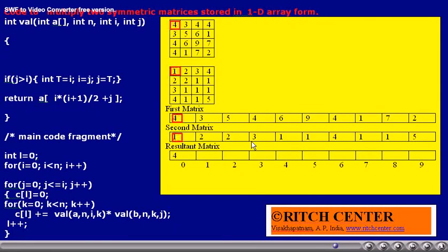Let us assume that we want to multiply A00 with B00. That is, the first matrix's 0th row 0th column element with the second matrix's 0th row 0th column element. They are 4 and 1. 4 into 1 is added to the resultant matrix's first element. However, remember, these elements 4 and 1 are not accessed from the 2D representations. They are read from the 1D arrays of the respective matrices itself.